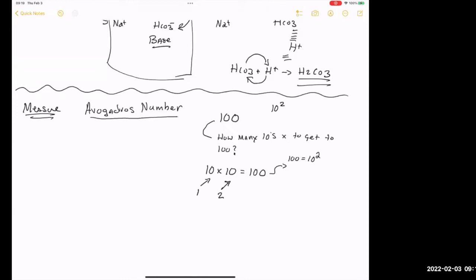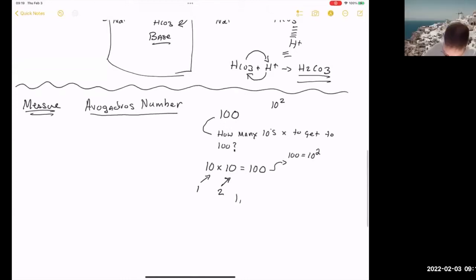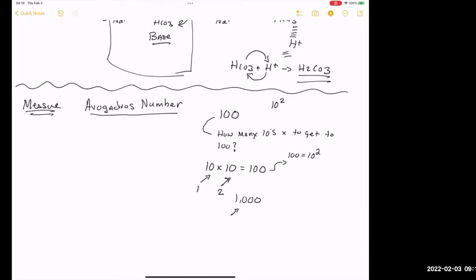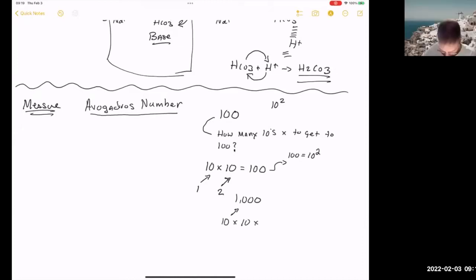Okay. So let's say instead of 100, I have 1,000. How many tens do I need to multiply to get to 1,000? Yeah, I need 10 times 10 times 10, 3 tens. Good. So 1,000 can be rewritten as 10 to the third, right? 10 to the 3 equals 1,000, 10 times 10 times 10.